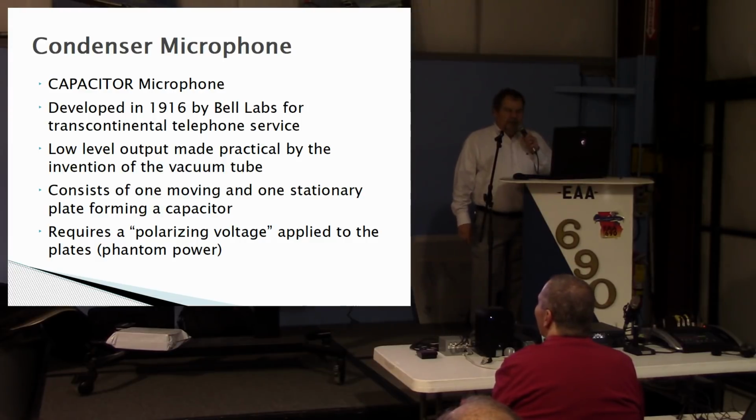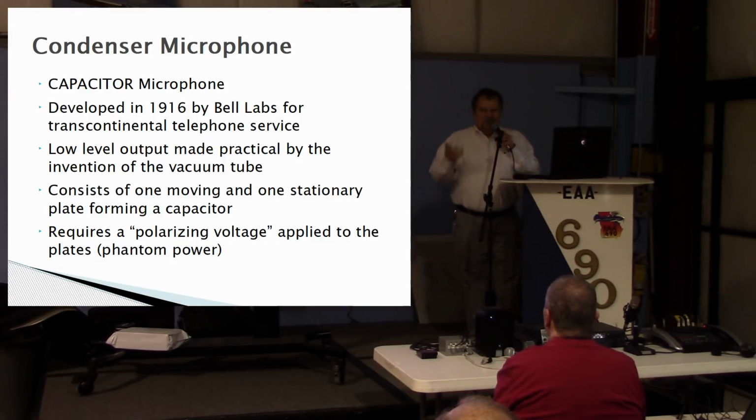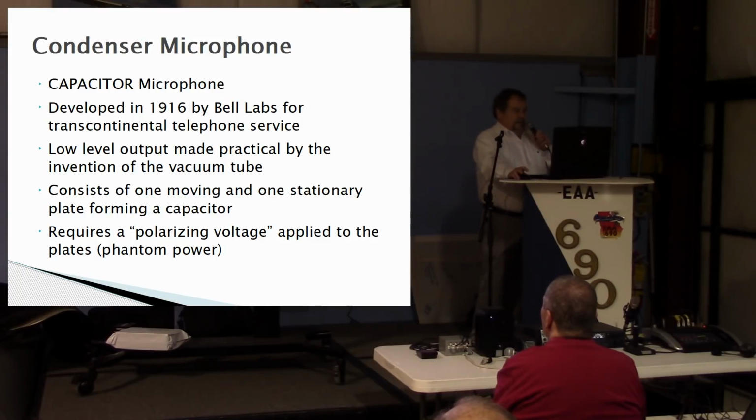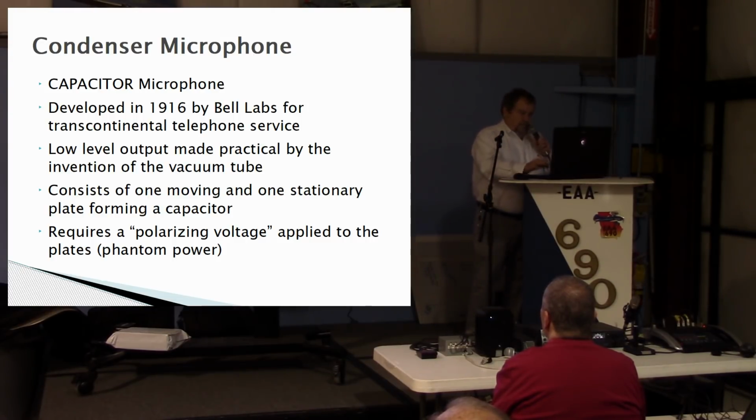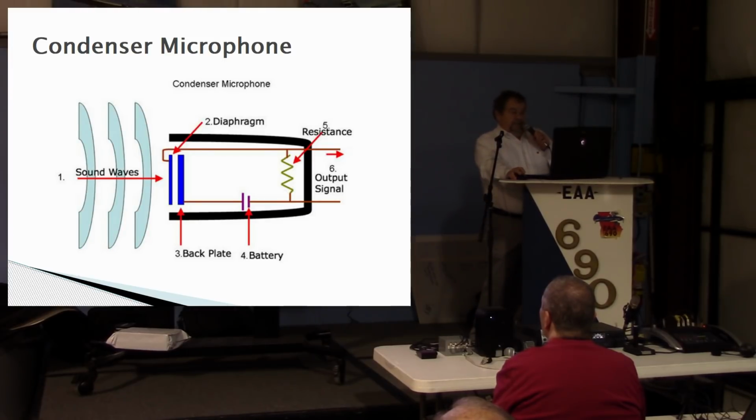Condenser microphone. And, I didn't think about it before, what does condenser mean? Well, we used to call capacitors condensers. It is a capacitor, a variable capacitor, developed by Bell Labs, low output, made practical by the vacuum tube, moving and stationary plate forming a capacitor, and it requires a polarized voltage applied to the plates to activate it, and we call that phantom power. There it is in great detail, but it generates a low signal, a microphone level signal.